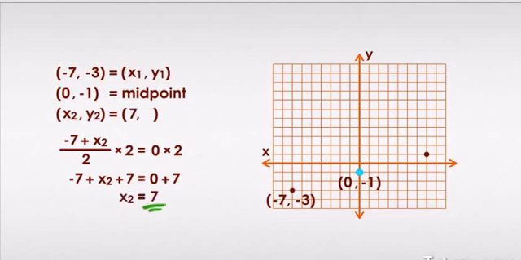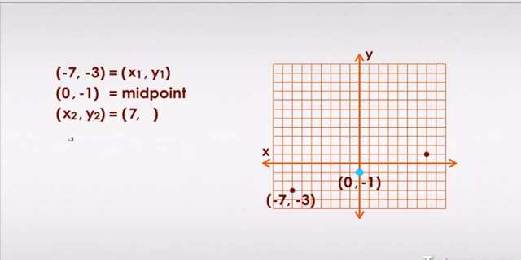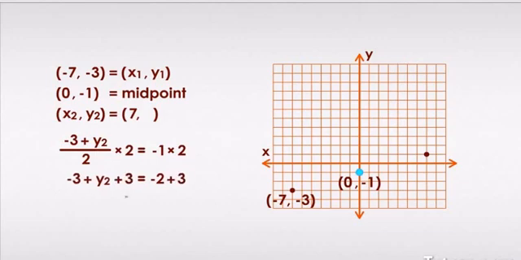Now we do the same thing for y. We start with -3 plus y2 divided by 2 equals -1. Now, you multiply both sides by 2. Simplify, add 3 to both sides, and you get y2 equals 1. This yields the endpoint x2, y2 of 7, 1.